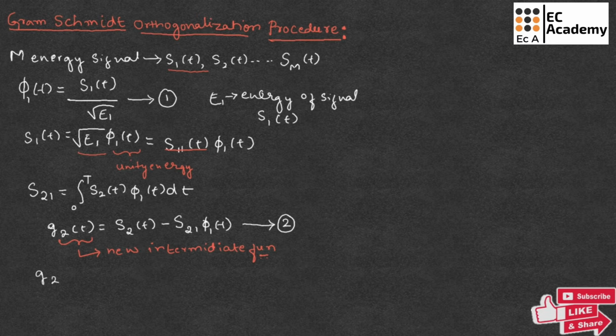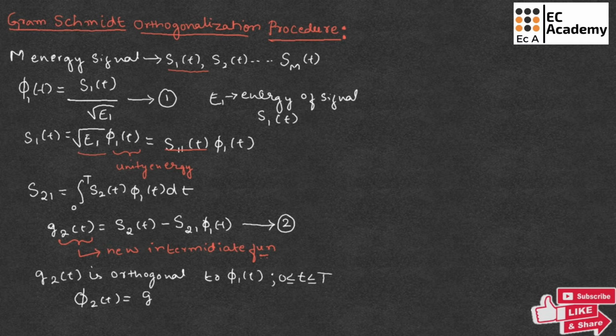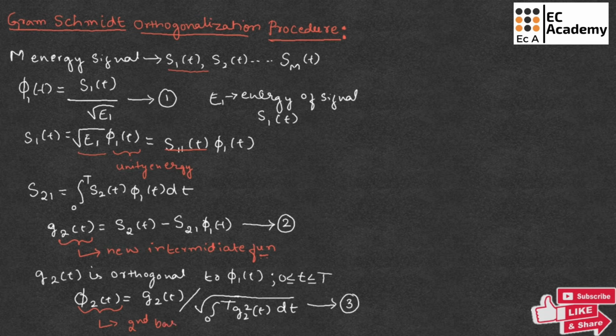Here G2 of t is orthogonal to phi1 of t over the interval t ranging between 0 and capital T. And also second basis function phi2 of t can be given as G2 of t divided by square root of integration of 0 to T G2 square of t dt. Let us call this as equation number 3. Here phi2 of t is second basis function.